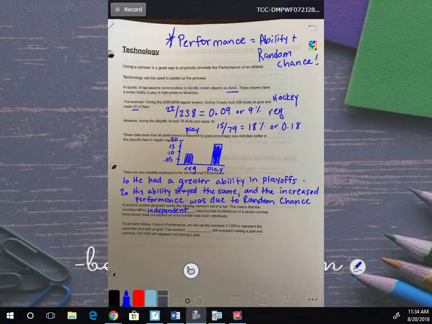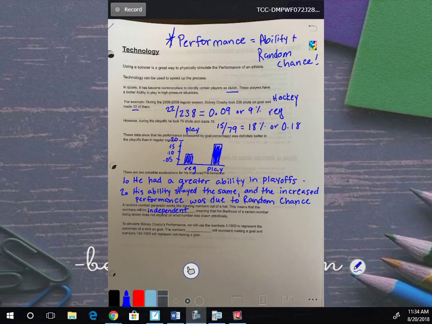Independent. Meaning, do what? Oh, sorry. Independent. Okay?